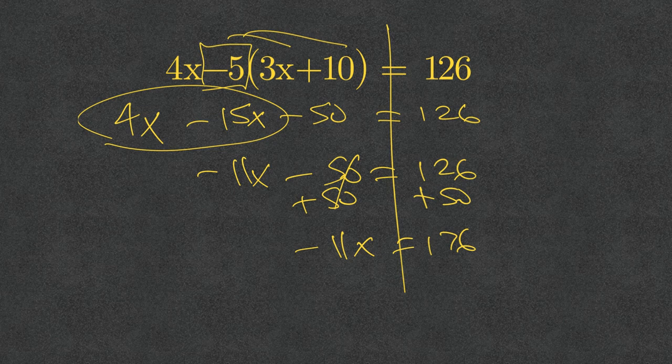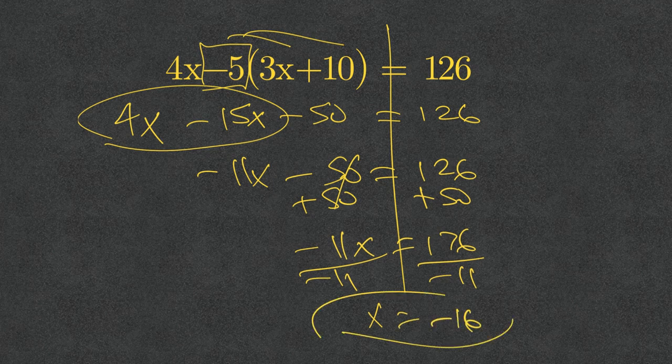176. What do we need to do now? Multiply or divide? By? Negative 11. And 176 divided by negative 11? Negative 16. Good job. Positive divided by a negative, always a negative. Have a consistent approach. Have a consistent approach. Okay?